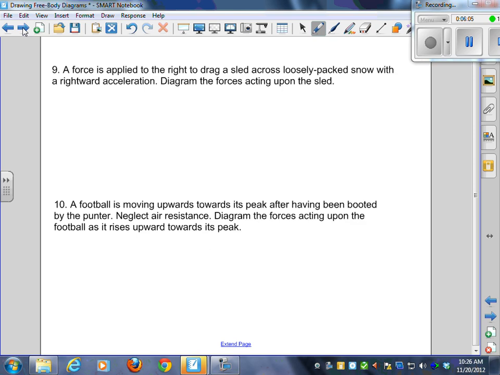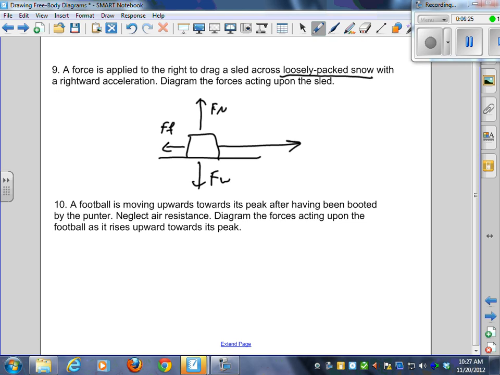A force applied to the right to drag a sled across loosely packed snow. Remember what I said yesterday? That's code for? There is some friction. With a rightward acceleration, diagram the forces. Weight force, normal force, a little bit of friction, rightward acceleration, big giant applied force.